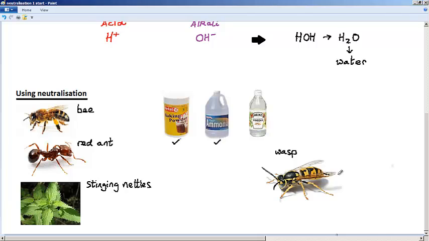Now, in the case of a wasp sting, well, wasp stings are alkaline; they're not acid. So in order to neutralize that, you're going to need an acid. Typically, vinegar would be useful in that case, or something a little bit stronger, maybe lime juice or lemon juice, to neutralize the sting of a wasp.